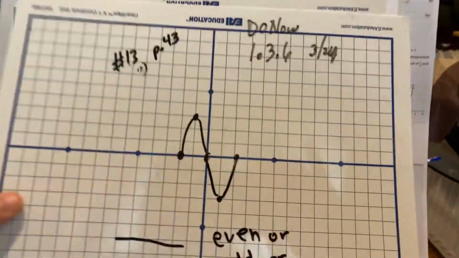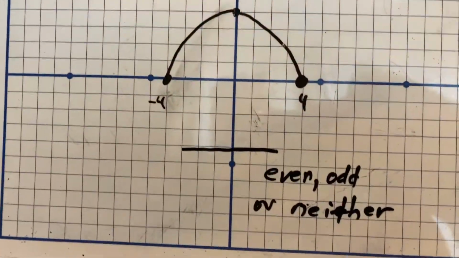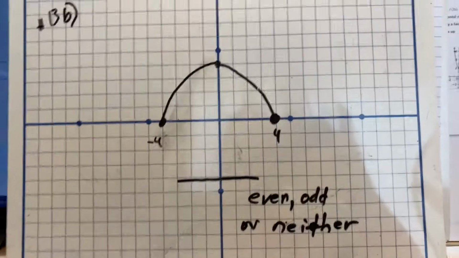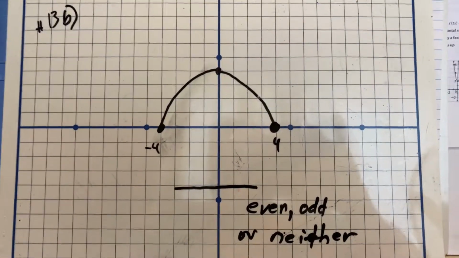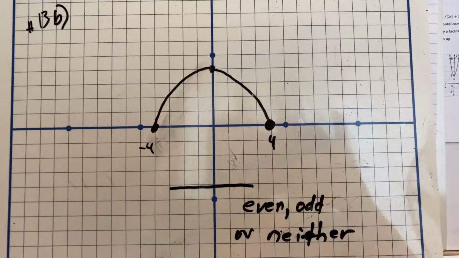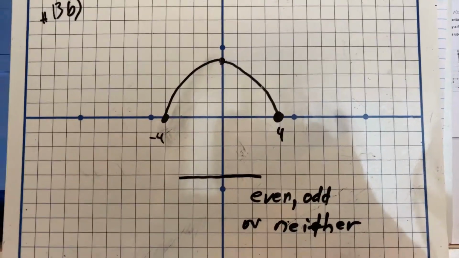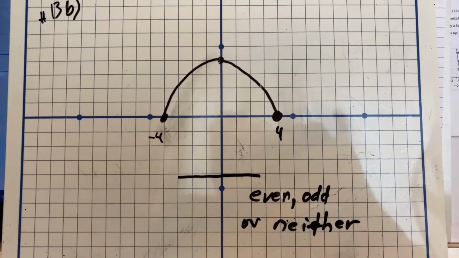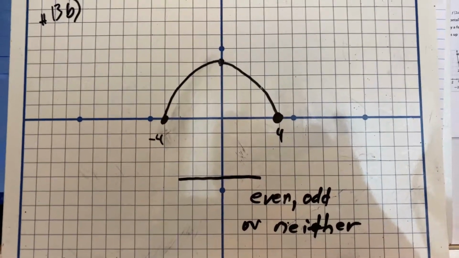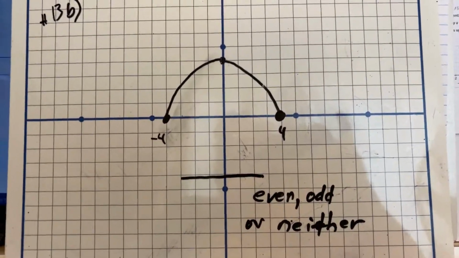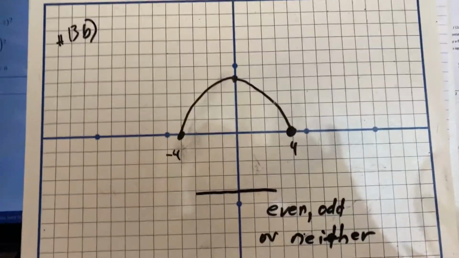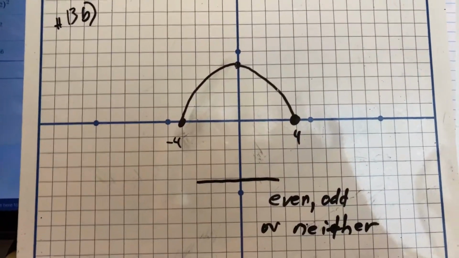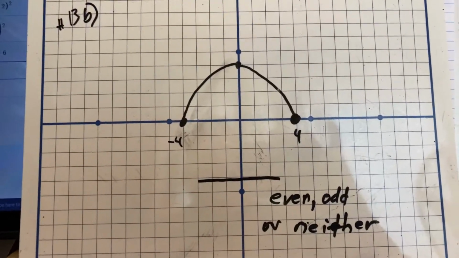B is a parabola, and it stretches from -4 to 4, so my domain goes from -4 to +4, and they'd like to know whether this is an even or an odd function or neither. So again, if a function is odd, it's only odd. If a function is even, it's only even. And if a function is neither even nor odd, we just say that it's neither.